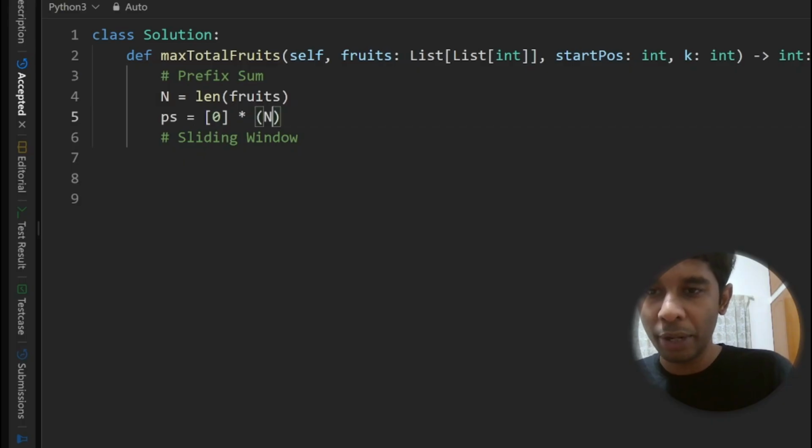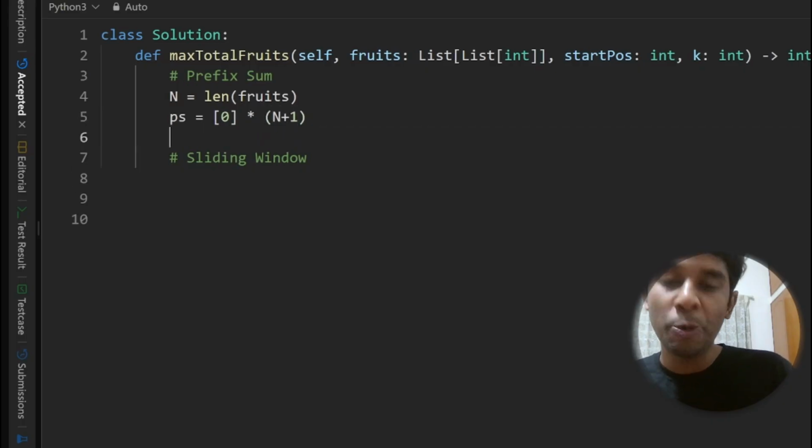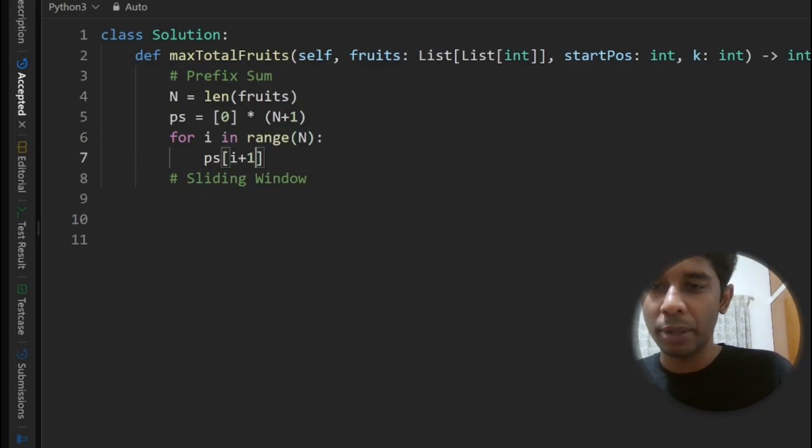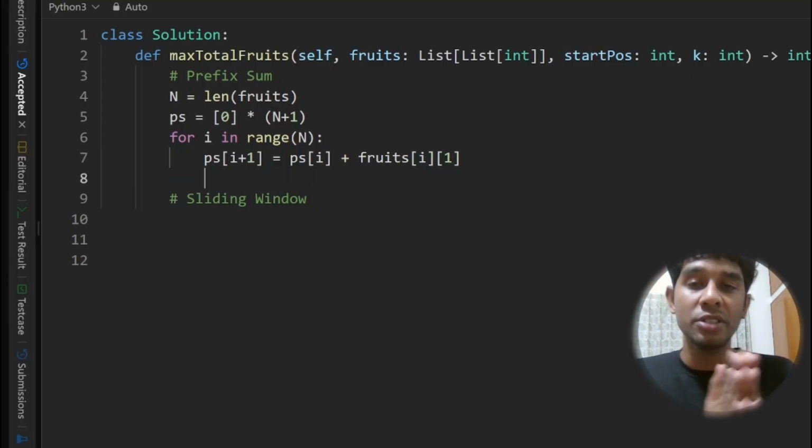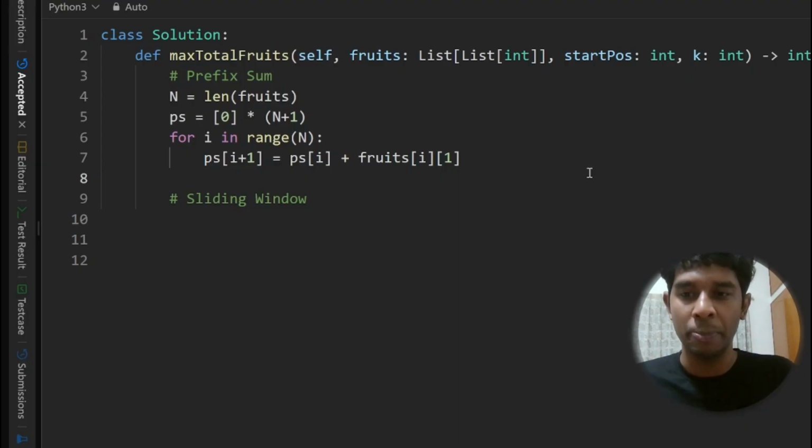So prefix is equal to n plus 1. And then I have to just populate this prefix sum list. How do I do that? Very simple. For i in range of n, ps of i plus 1 is equal to ps of i plus fruits of i of 1. Now why i of 1? Because I'm searching for the amount of fruits and not the position of the fruits when I'm adding it to the prefix sum, right? Okay.